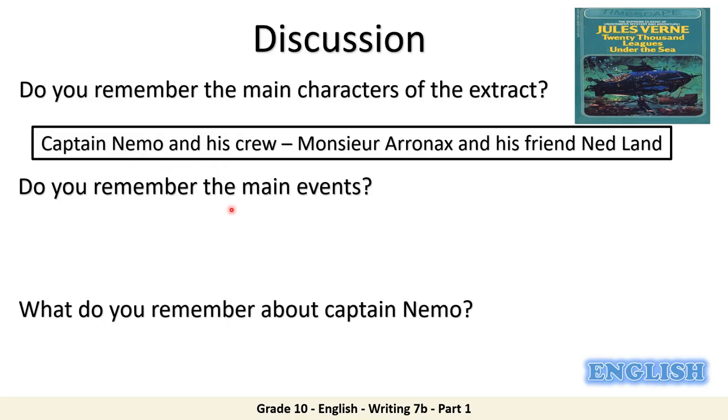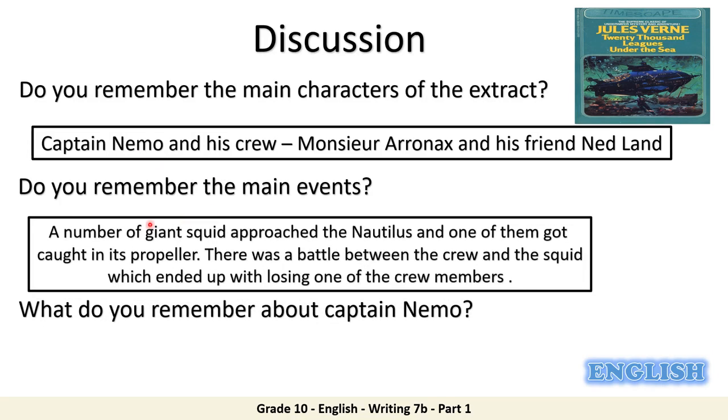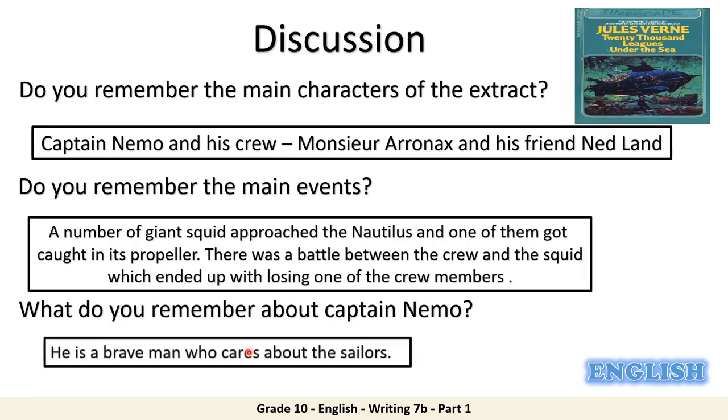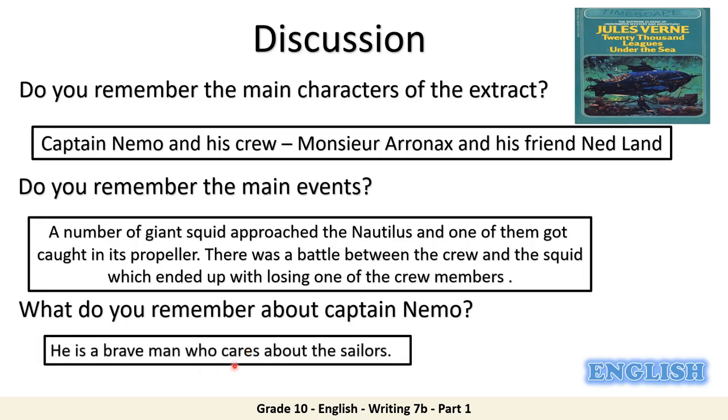Let's remember together. So, a number of giant squid approached the Nautilus and one of them got caught in its propeller. There was a battle between the crew and the squid, which ended up with losing one of the crew members. And finally, what do you remember about Captain Nemo? That's correct. He is a brave man who cares about the sailors.